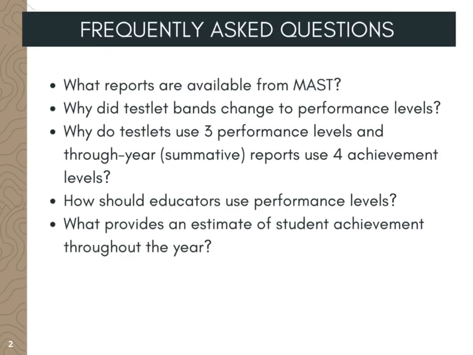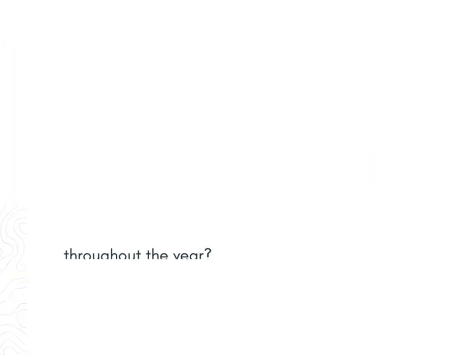As MAST has expanded statewide, educators are asking a few major questions. What reports are available for MAST? Why did Testlet bands change to performance levels this year? Why did Testlets use 3 performance levels, while through-year or summative reports use 4 achievement levels? How should educators use performance levels? And are there any score reports that estimate student achievement throughout the year? Let's begin by reviewing the reports that are currently available.